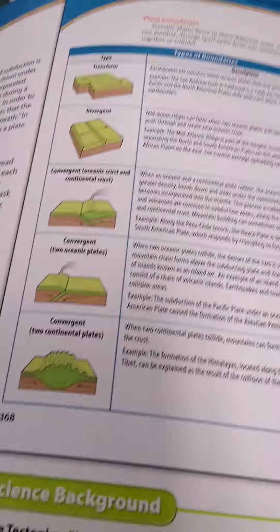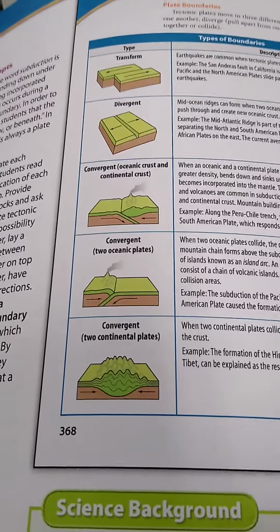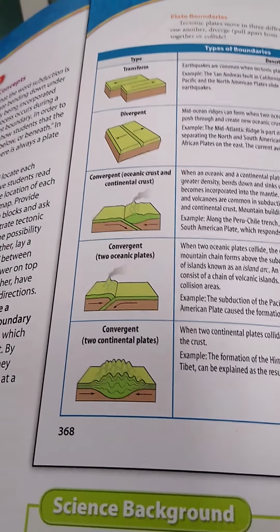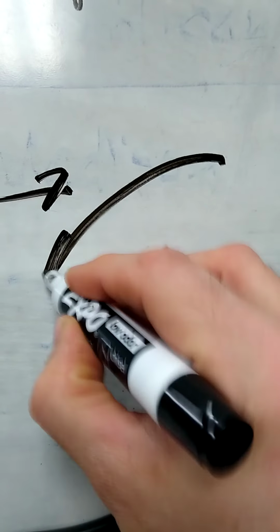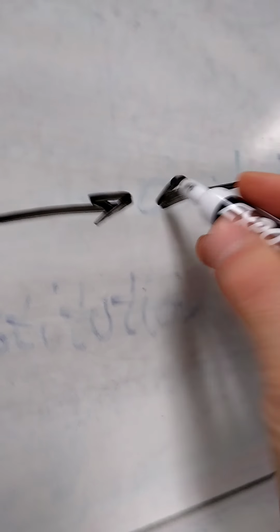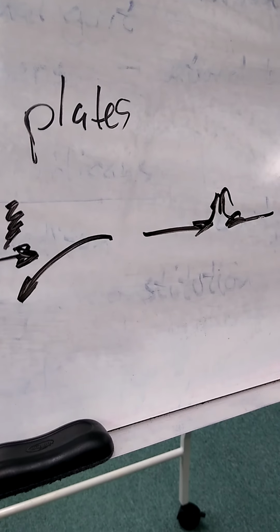All right, next page. Things we need to look at. We talked about this before, but there's basically four types of movement. I'll just put it with arrows on the board. So one type of movement is where one tries to move past the other that way. The next one is where one will flow under the other one. And sometimes you get mountains build up in this part. You also have where they meet like that. And instead of one going under the other, they both push up. So you get mountains. All right.